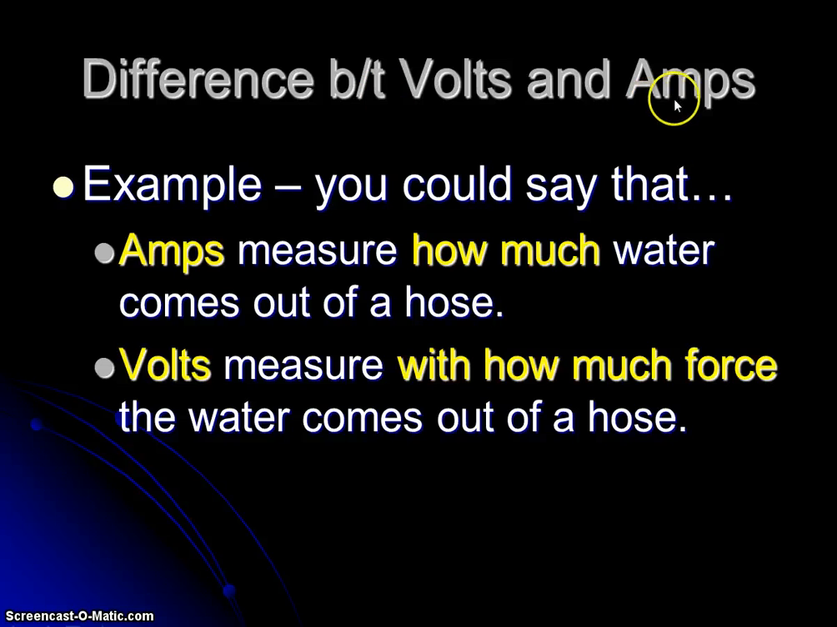So the difference between volts and amps, right? We're both talking about the electric current. We're talking about how fast it's flowing, and we're talking about the force that it's flowing with. So how much are we using? That's our amps. And what force is it flowing with? If you are measuring a water hose, the amps tell you how much water's coming out. The volts tell you the force that it's coming out with.